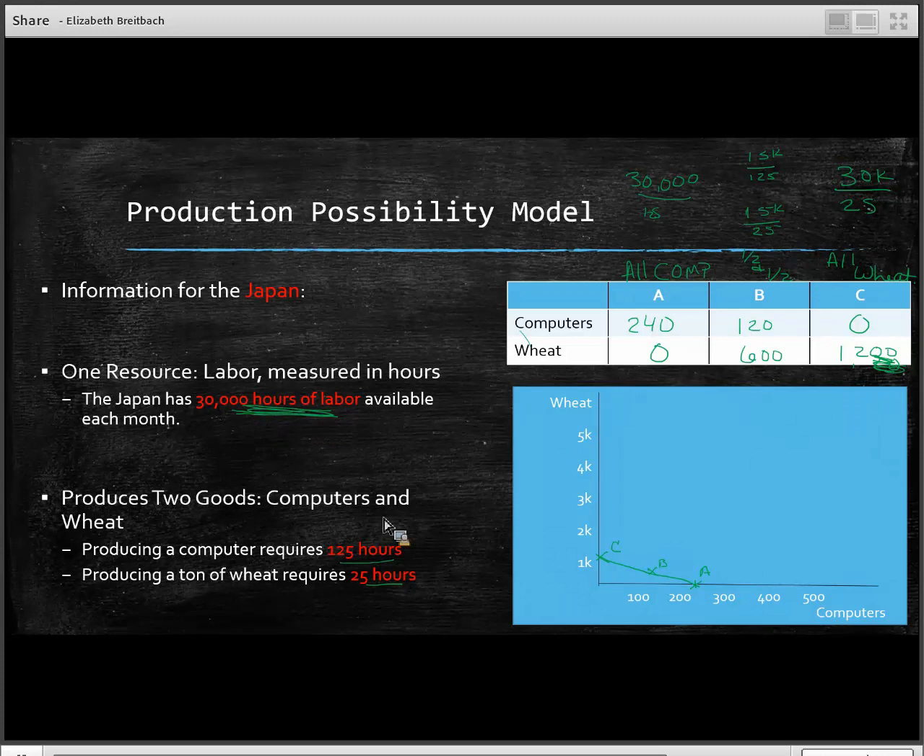Okay, and then we can think about opportunity costs as we move from point C to point B. To get more computers, we have to give up wheat. And this negative slant here shows us how much wheat we have to give up. And the same idea here. If we decided we wanted even more computers and no wheat, we'd have to give up even more wheat. And we can just see all of that opportunity cost. Each time we get more computers, we give up more wheat.